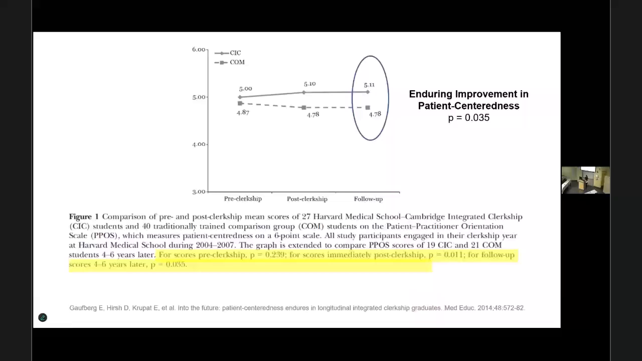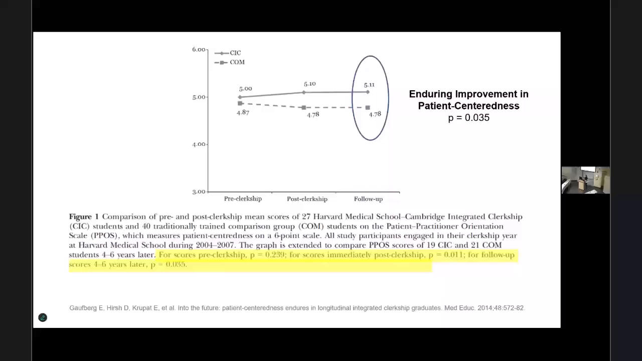This is a graph that shows students who graduated from the LIC. The leftmost are students who graduated from LIC in the top line, solid line, and students who went through a traditional block model in the same institution in the bottom or dotted line. And then the x-axis here is moving through time from pre-clerkship to post-clerkship to follow-up, and the follow-up time was 4 to 6 years later.